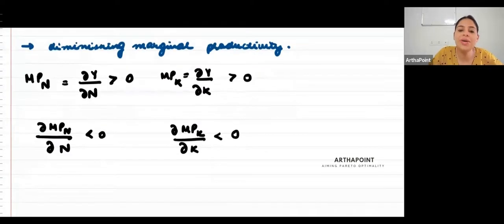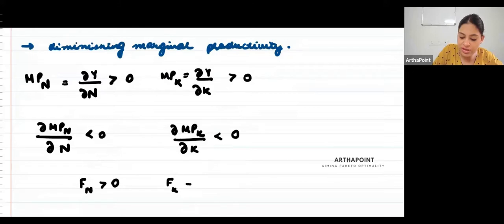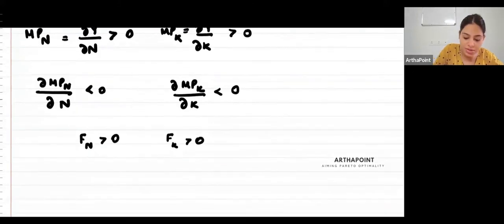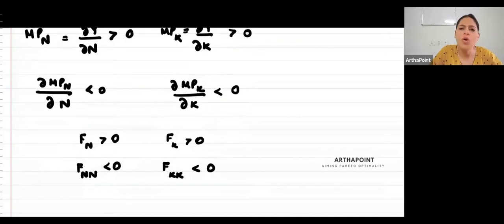So what we get is that Fn is greater than 0, Fk is greater than 0, Fnn is less than 0, Fkk is less than 0. Although I don't intend to change capital because it is short run, but if at all you change capital, then the diminishing marginal productivity rule will follow.